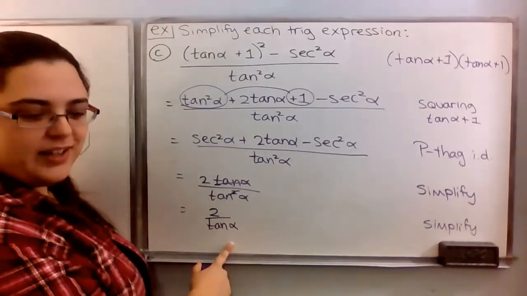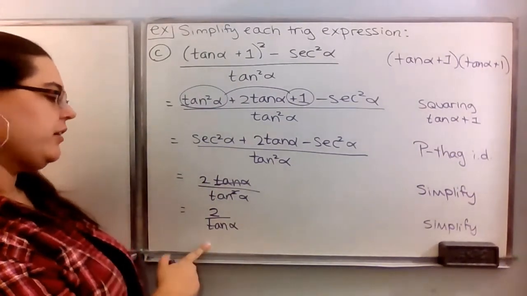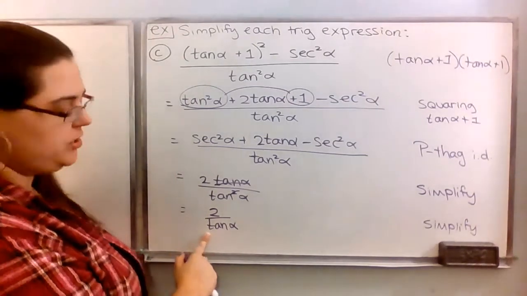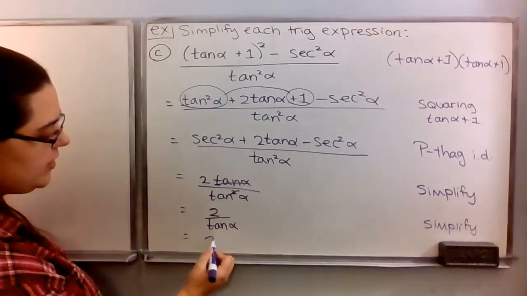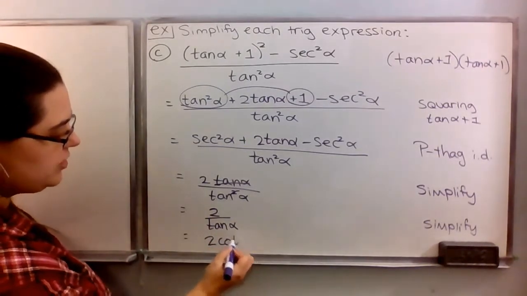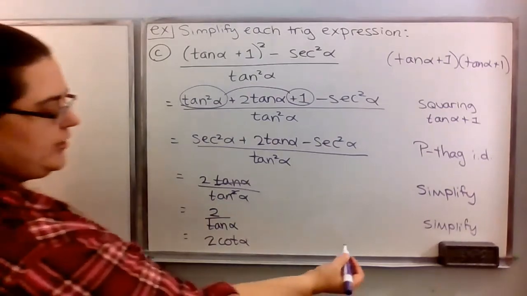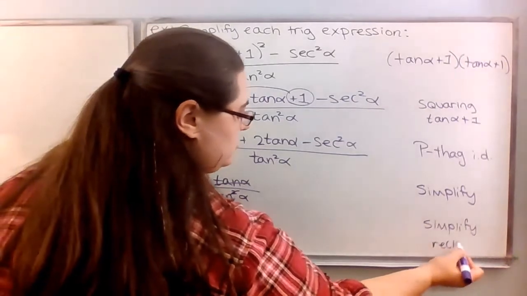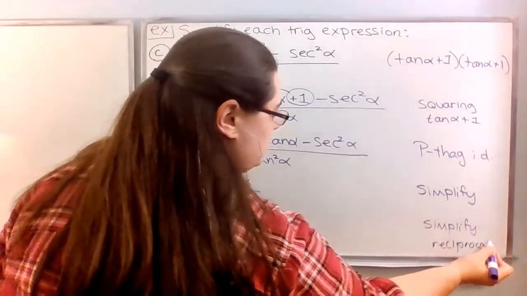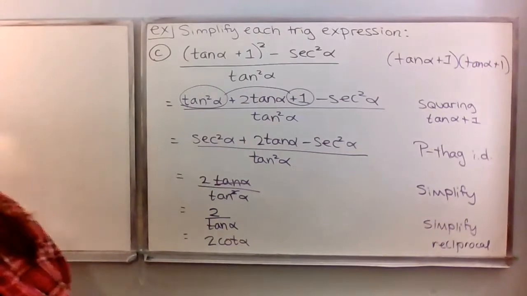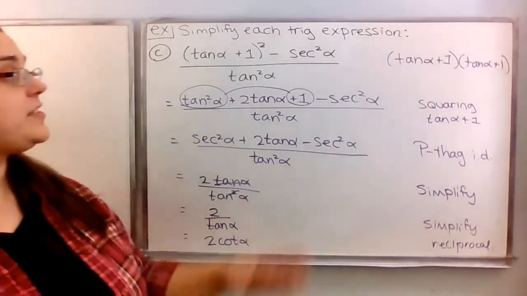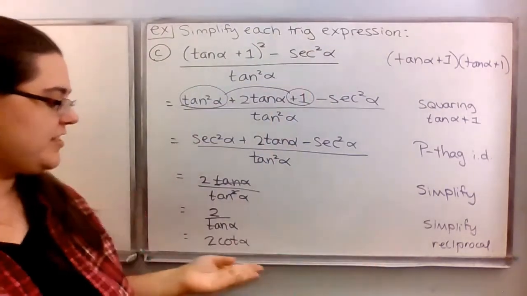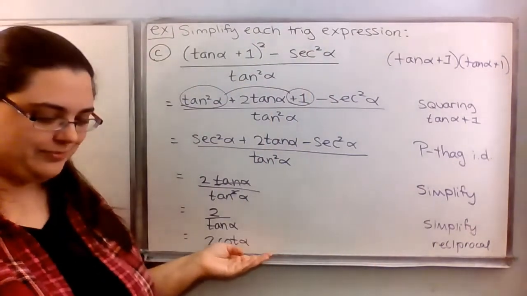But we, once again, can use a reciprocal identity here because we have 2 over tangent, and the reciprocal of tangent is cotangent. So we can rewrite this as 2 times cotangent of alpha, and that is from a reciprocal identity. So we have this beautiful mess that involves tangent and secant, and it simplifies to just 2 cotangent of alpha.